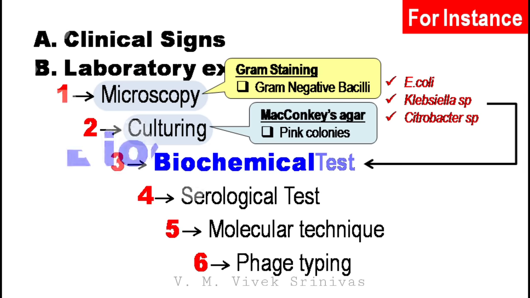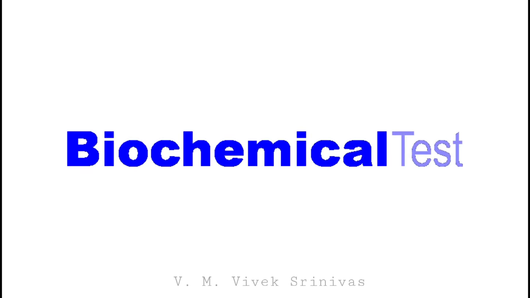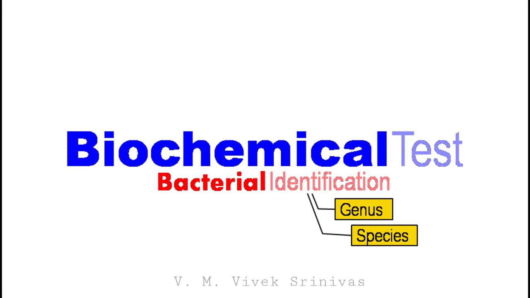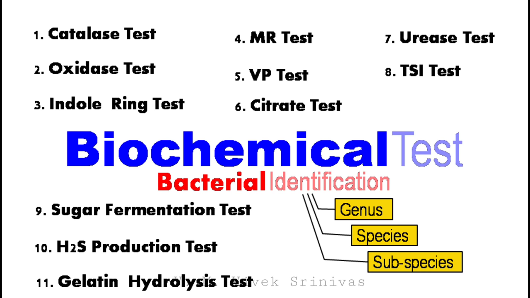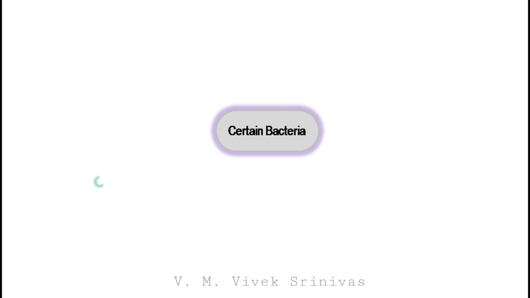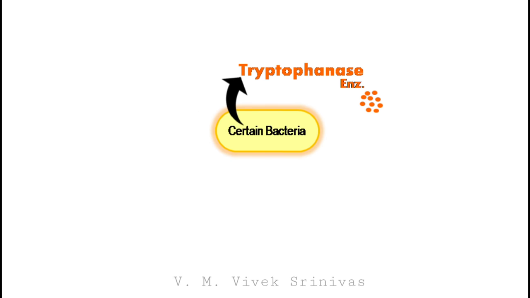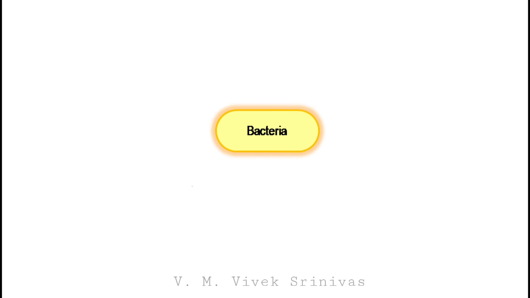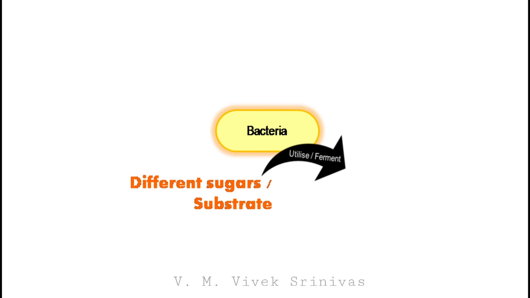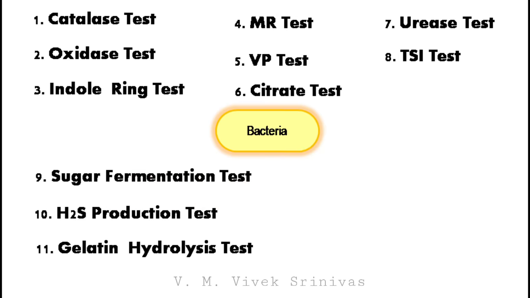The biochemical test helps in the identification of the bacterial genus and the species, sometimes even the subspecies too. This is achieved by subjecting the bacterial culture to various biochemical tests. The various bacteria have an inherent property to produce different types of enzymes and substances. In addition, various bacteria also have an inherent property to ferment or to utilize different types of sugars and substrates to yield different types of byproducts. This can be identified by subjecting the bacterial culture to the various biochemical tests.